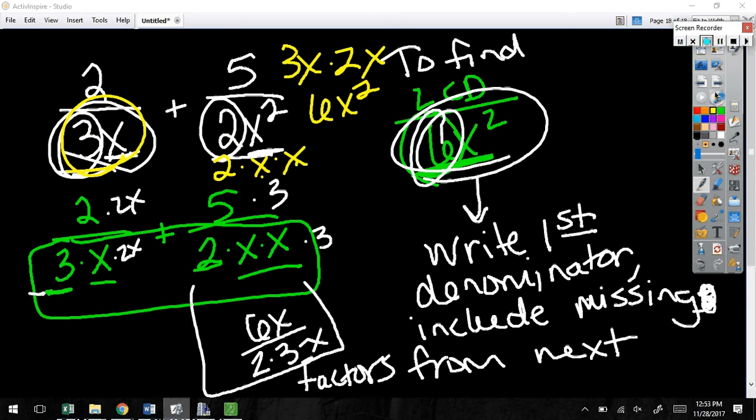Let's practice first just finding the LCD or the least common multiple. Let's say it was 4x squared. Let's pretend these are in the denominator of a fraction.